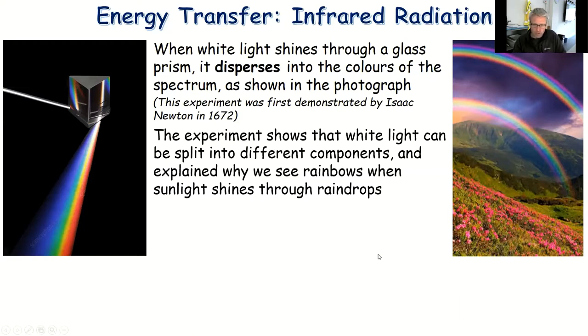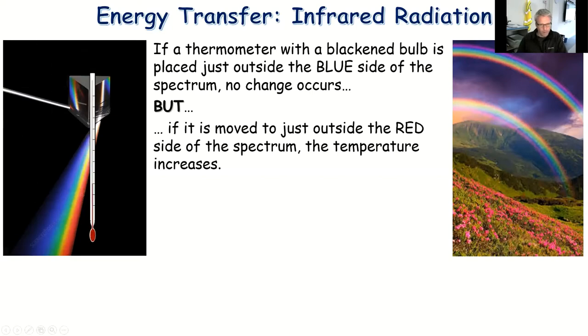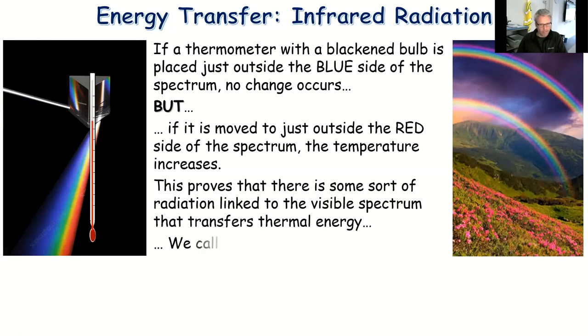But there's an important extra element to this. If we place a thermometer, you can see the thermometer there on the left-hand side of the prism image. If we have a thermometer which is designed to detect thermal radiation, so we might paint the bulb of that thermometer a dull black colour, and we'll talk about that in a second as well, you don't detect any change. There's nothing that goes on there. But if we move that thermometer to the other side, if you have a look, you can see the temperature increasing.